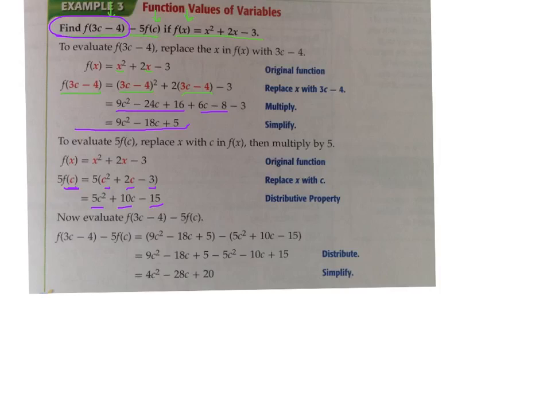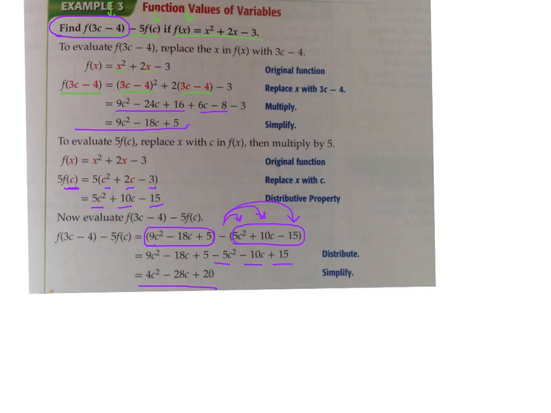You put that all together and you take your first answer. This was from the first part, the f of 3c minus 4. And now you are subtracting the results from the second part. Subtracting is always good because students forget to take that negative sign to each of those terms. That's how they get the negative 5c squared minus 10c plus 15. And you combine your like terms to get your final answer.